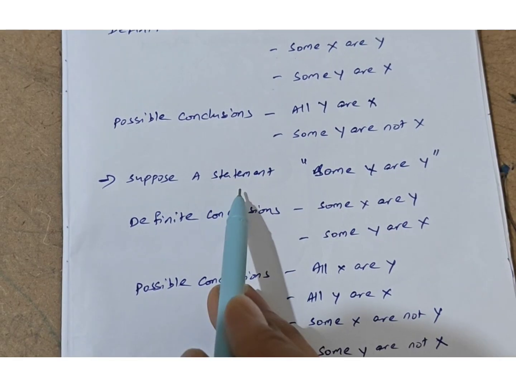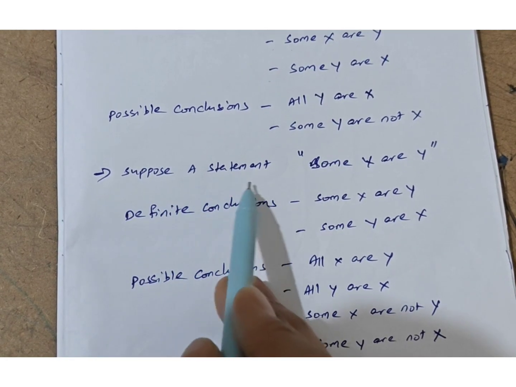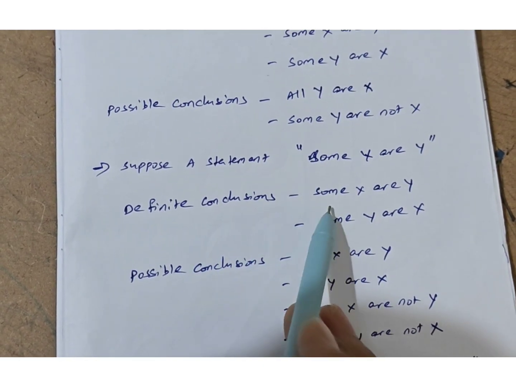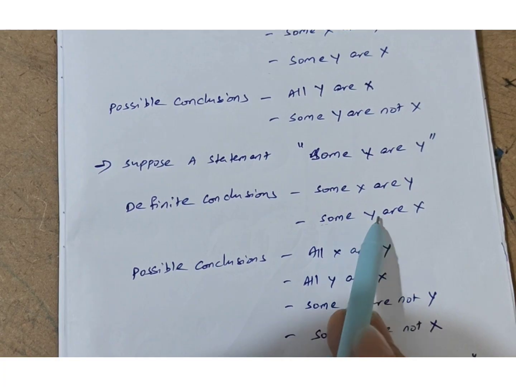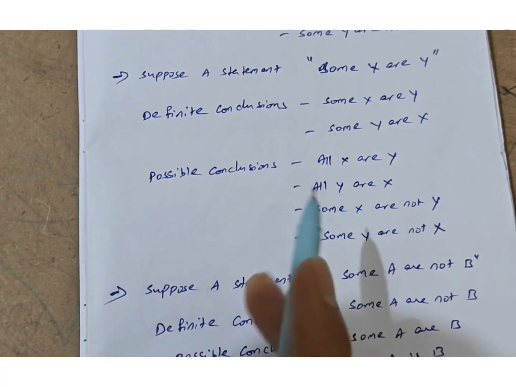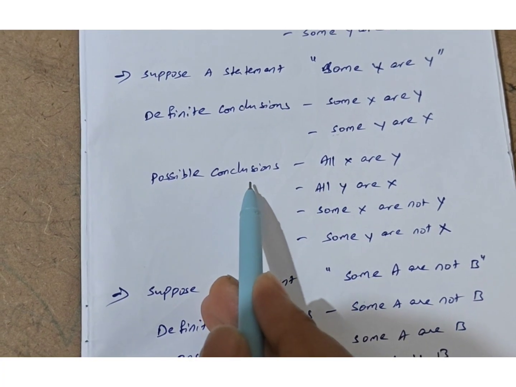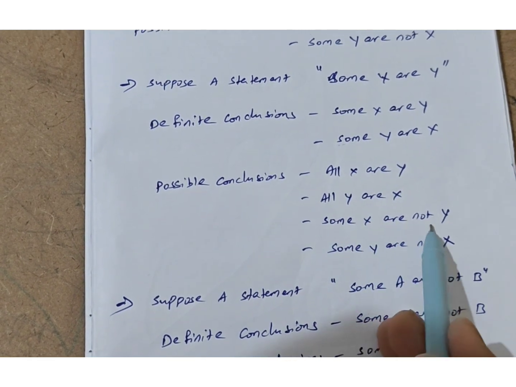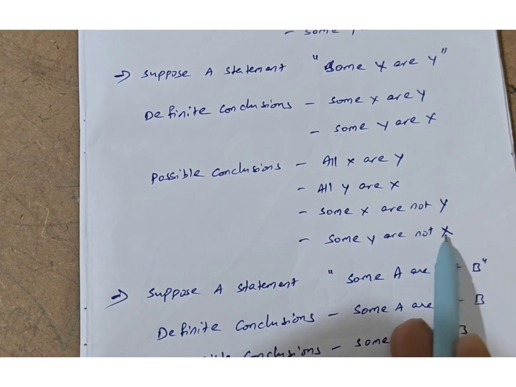Suppose a statement: some x are y. Then the definite conclusions can be some x are y and some y are x. The possible conclusions are all x are y and all y are x, which is possible when x is equal to y, some x are not y, and some y are not x.